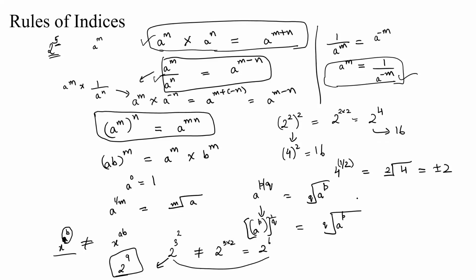So what we get out of this is x raised to power a whole raised to power b is not equal to x raised to power a raised to power b, because in this case this is basically x raised to power a into b, and this is basically x raised to power a raised to power b. So firstly you take the bth power of a, and then you raise x to that result.